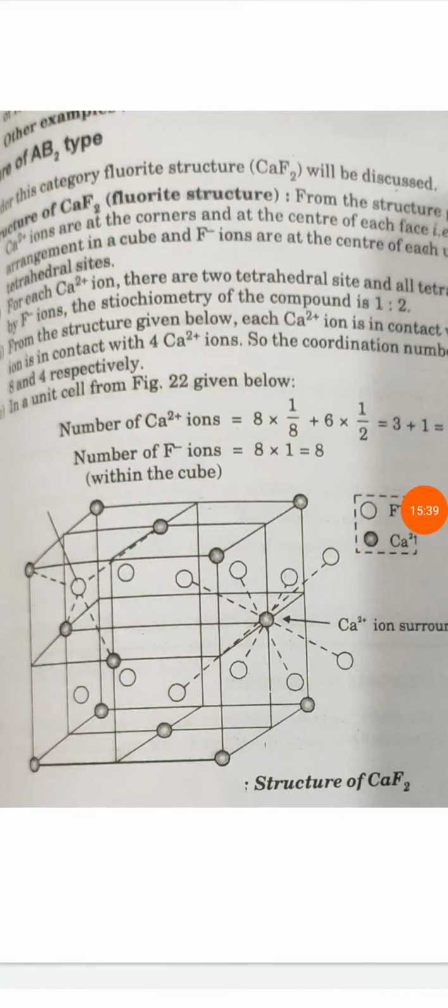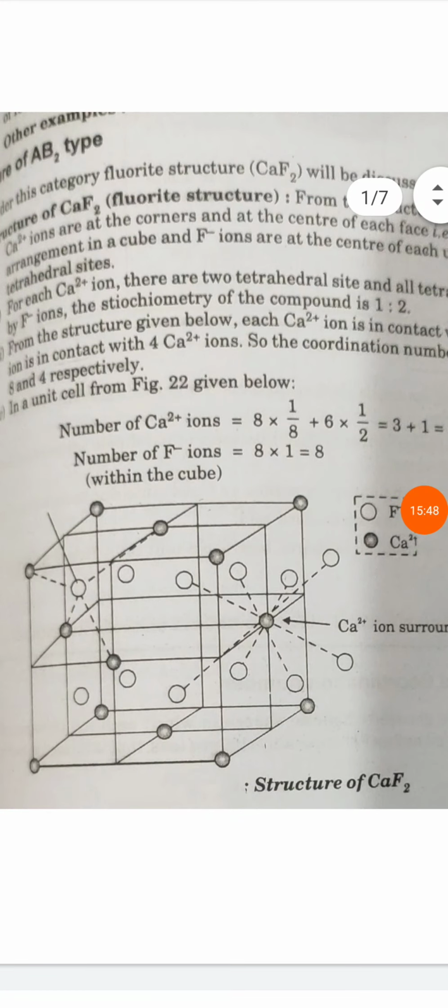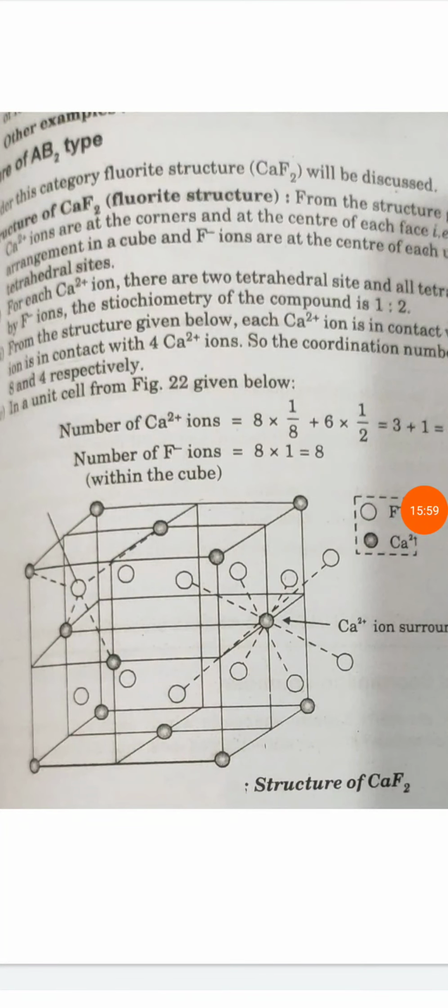From this stoichiometry calculation, it is clear that a unit cell of calcium fluoride is made up of 4 molecules of calcium fluoride. Other examples of this type of structure are barium fluoride, strontium fluoride, etc. And this is all about the ionic structures of type AB and AB2.